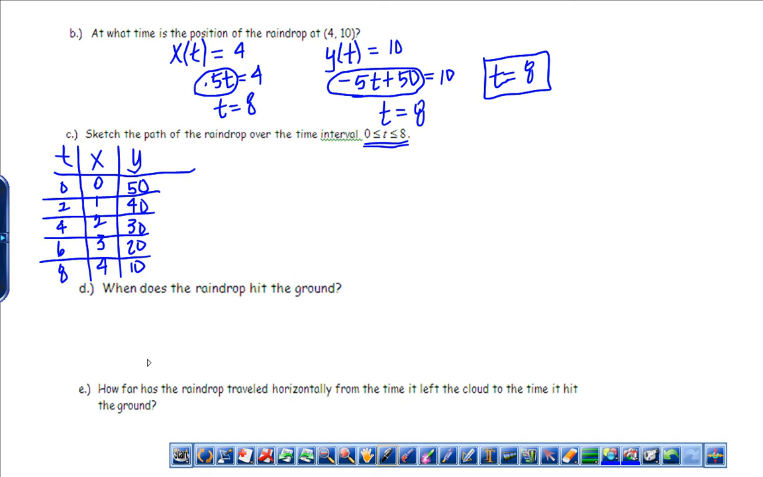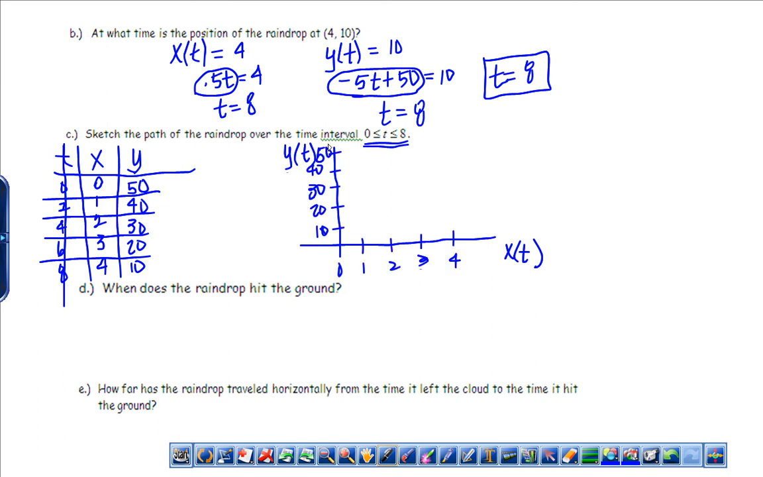Okay, just like any old graph, I am going to do my x of t here and my y of t here. So all this right here, my t value was to help me find my x and y. So I'm going to mark that out real quick. So I need to graph my x and y values.